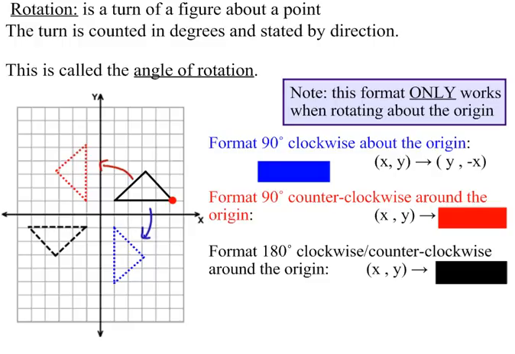When we have the format for going 90 degrees counterclockwise around the origin, and counterclockwise is over towards our left, we're going to take the (x, y) and we're going to change it. And again, we're going to switch the places around, but this time we're going to make it negative y and a positive x.